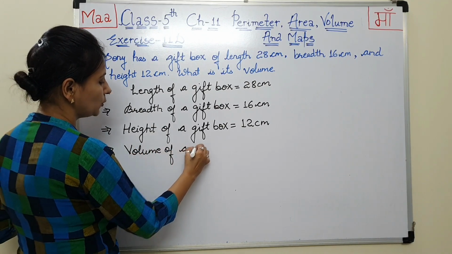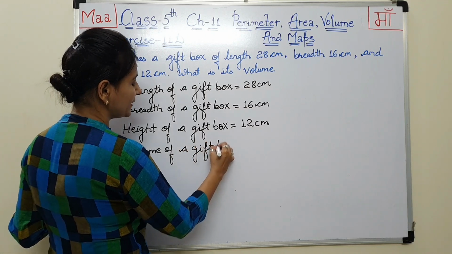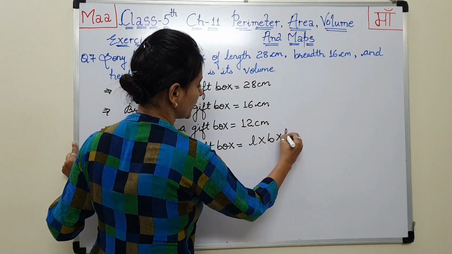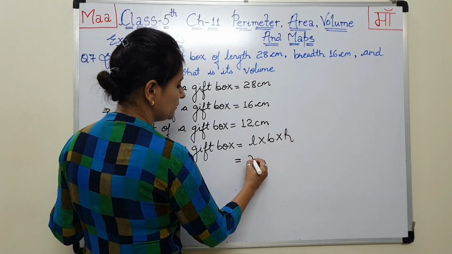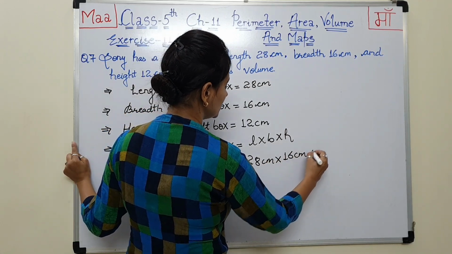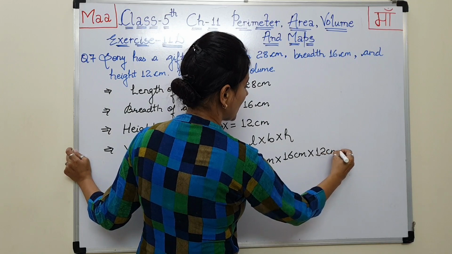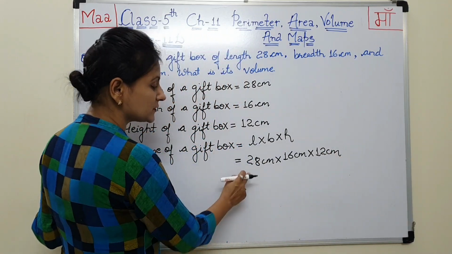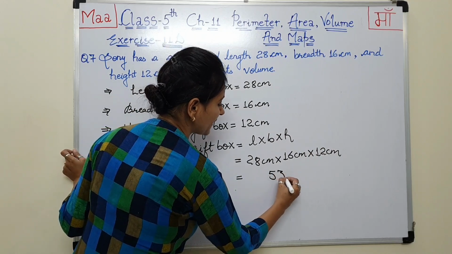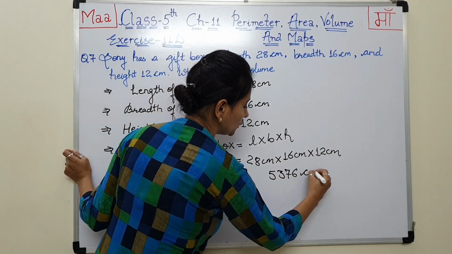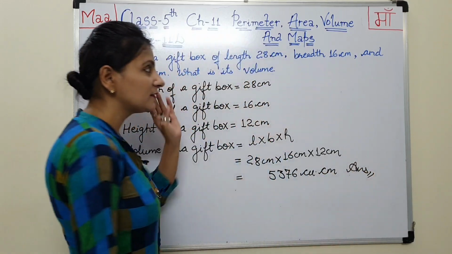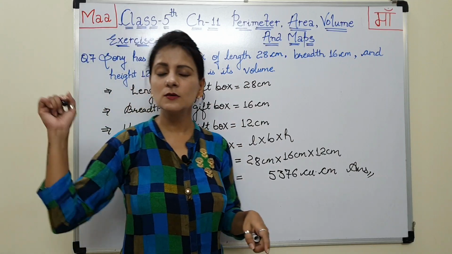So as I told you that length, breadth and height are given, that means the shape is cuboidal, so the formula will be length into breadth into height. So it will be 28 centimeter into 16 centimeter into 12 centimeter. After placing the values we will multiply it. So when you will multiply 28 into 16 into 12, you will get the answer 5376 cubic centimeter. So this is the volume of that gift box which was with Sony.